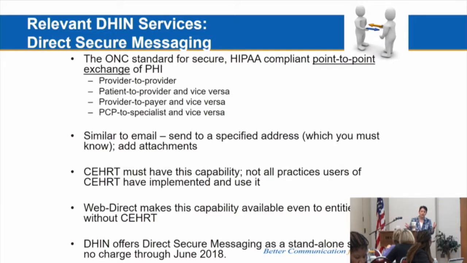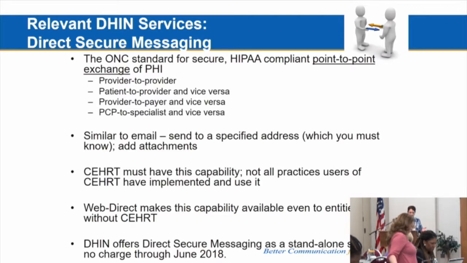Now, there's lots of other secure messaging solutions out there. There's Zix, and there's dozens. ONC's standard for exchange of protected health information is direct secure messaging. That's it. And I think probably most of you know about this. It's similar to email. You have to send your message to a specified address, so you got to know the address. It's kind of like I could call you on your phone if I only knew your phone number, right?